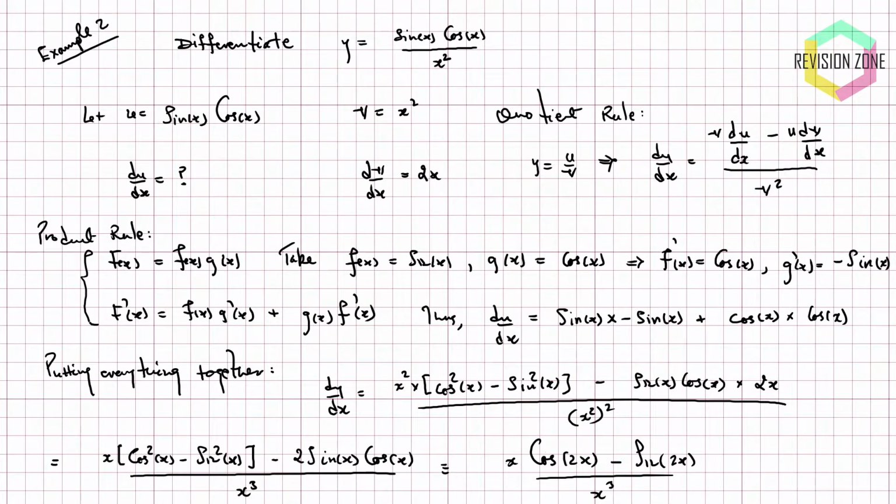Then the second part of the formula is u dv by dx. Now my u is sine x cos x, and my dv by dx is 2x. So it's going to be sine x cos x times 2x. And obviously that minus is there just from the minus in the formula. The denominator of v is, of course, just x squared, so we just have x squared all squared. So now it's really a matter of simplifying.